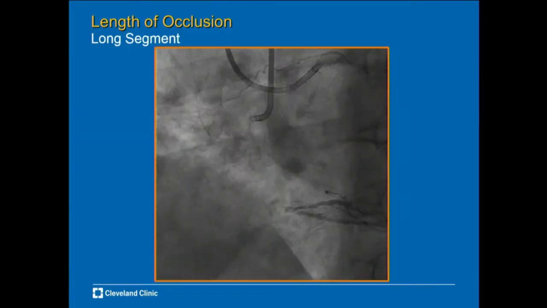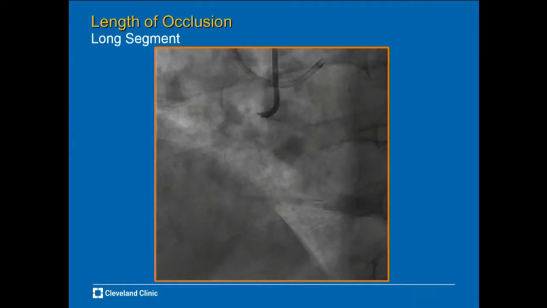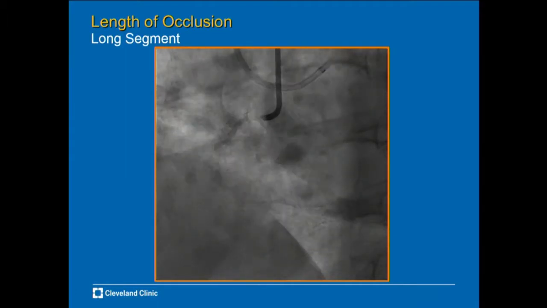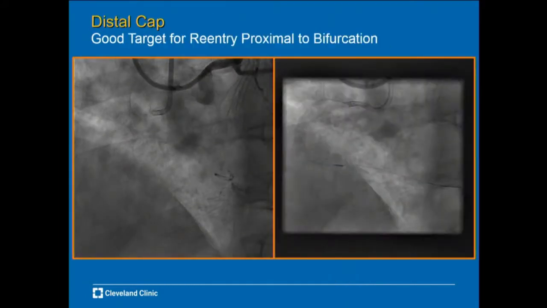And in contrast, this is a patient with a super long CTO. This is almost an ostial RCA CTO. So certainly not something that you're going to get with an antegrade wire.